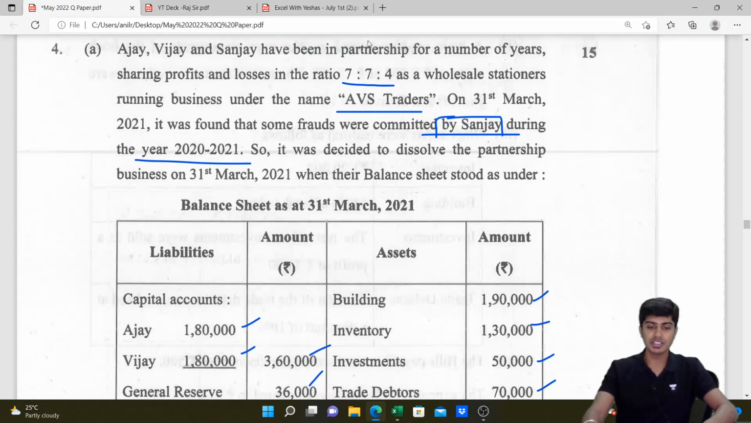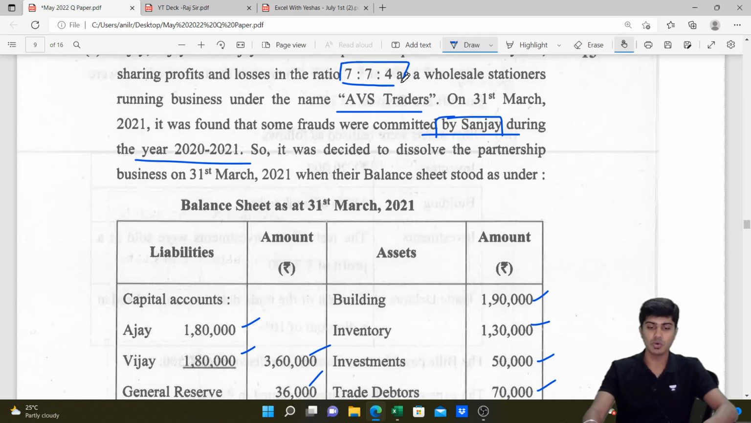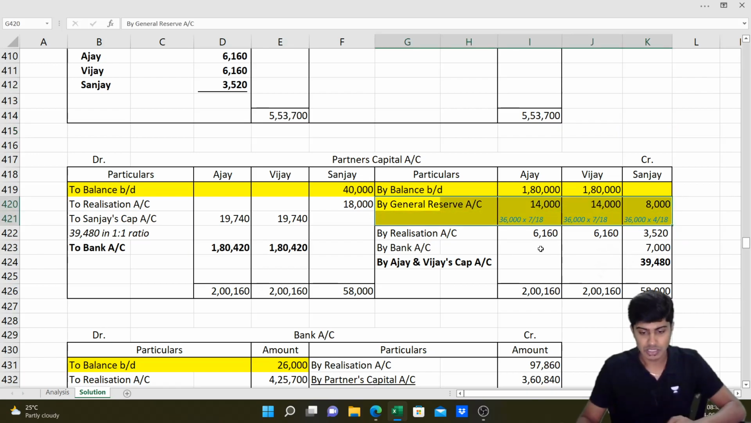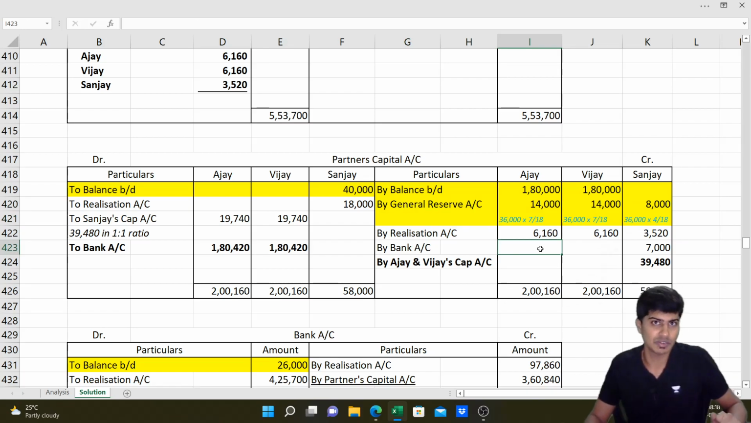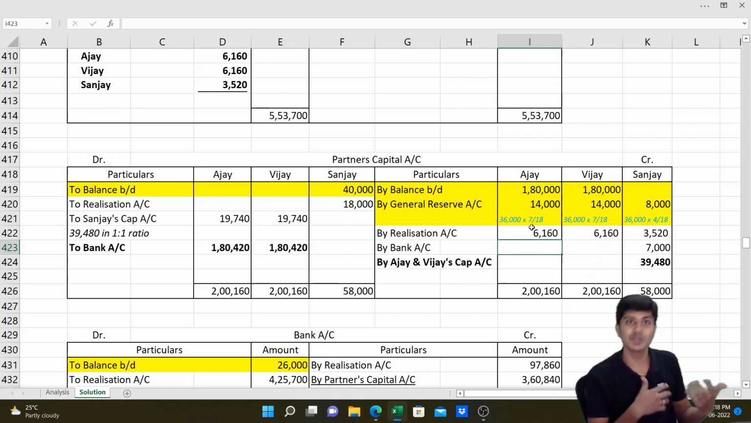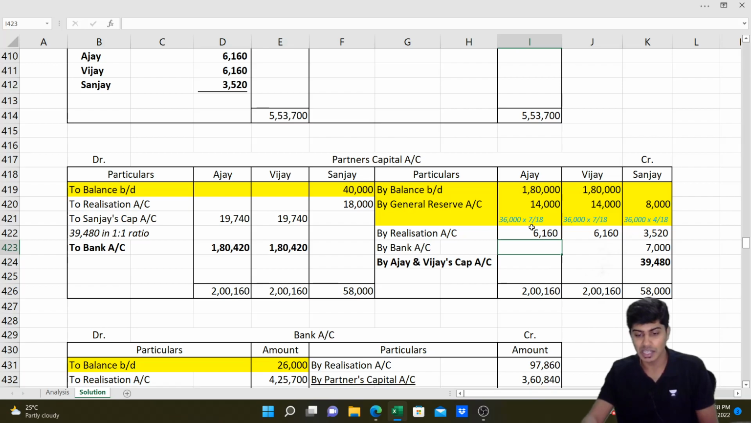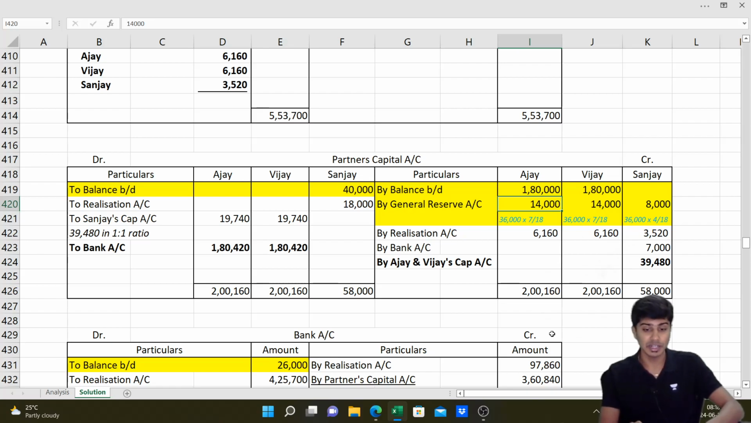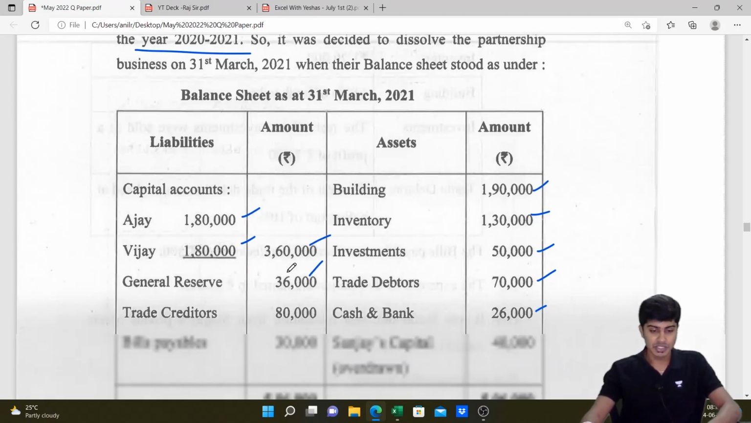This general reserve of 36,000 should be shared between all the partners in their old profit sharing ratio, 7:7:4. So I've written here general reserve 14,000, 14,000 and 8,000. This is the sharing of 36,000 in 7:7:4 ratio. I've written the exact computation also here: 36,000 into 7 by 18, 36,000 into 7 by 18, 36,000 into 4 by 18. That is 14,000, 14,000 and 8,000. I hope you all understood. By this we're done with reserves.